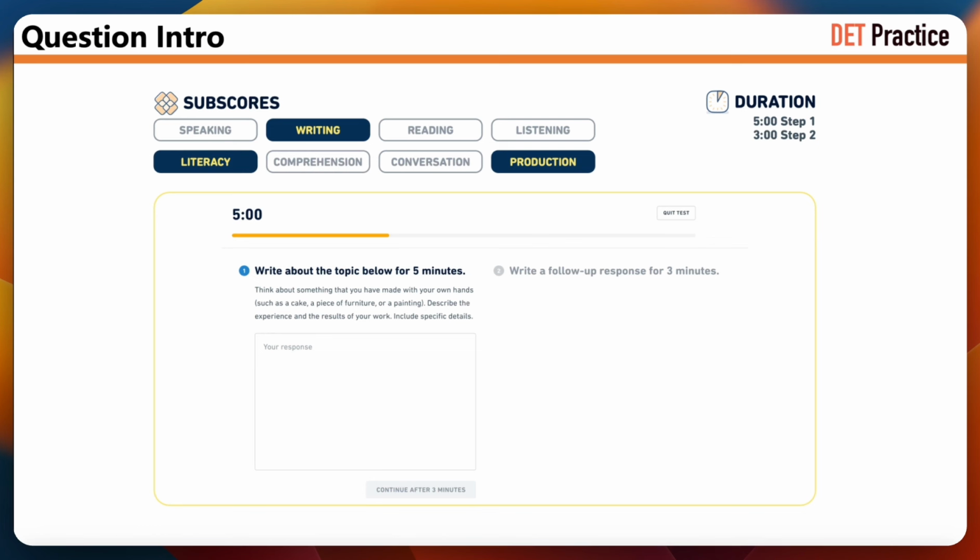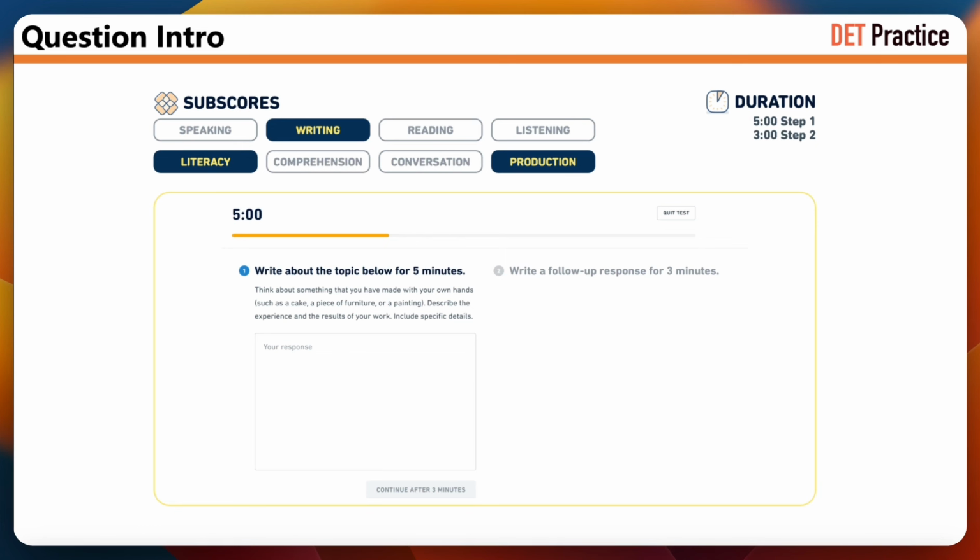Regarding time limits, this section is divided into two steps. In the first step, you'll have up to 5 minutes to complete a short essay. After submitting it, you'll move on to step 2, where you'll have a maximum of 3 minutes to answer a follow-up question. This question will be randomly generated by AI based on the first prompt and your response.